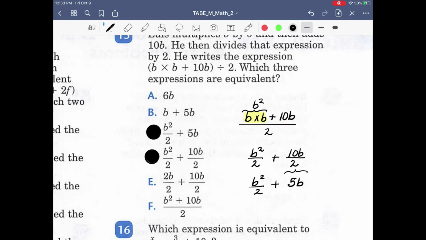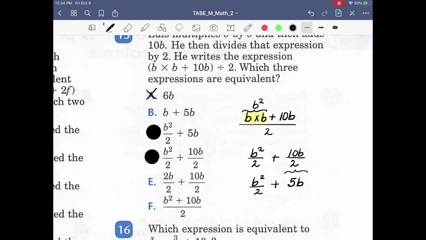Right? Yes, which three are equal. Well, let's think. Could it be A? No, there's nowhere in there to get a 6b. A is not the one.